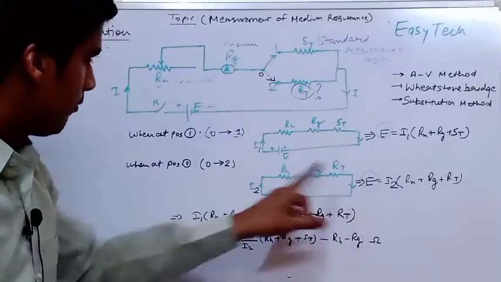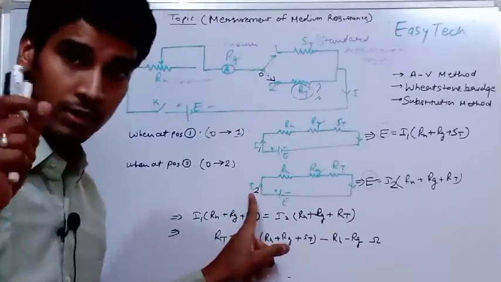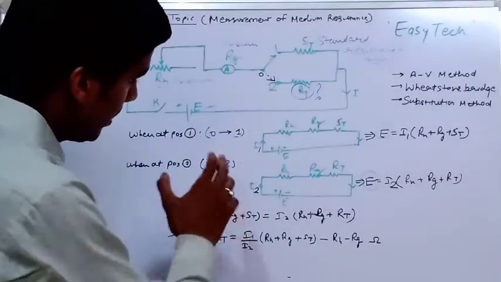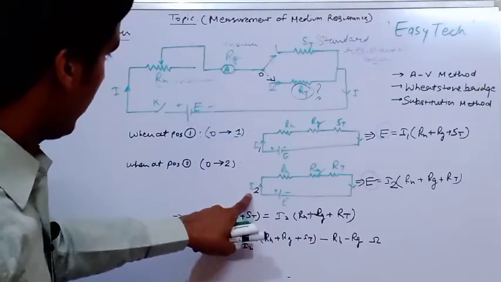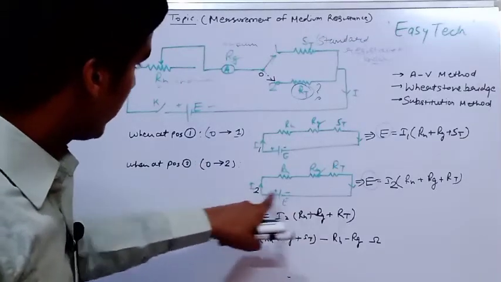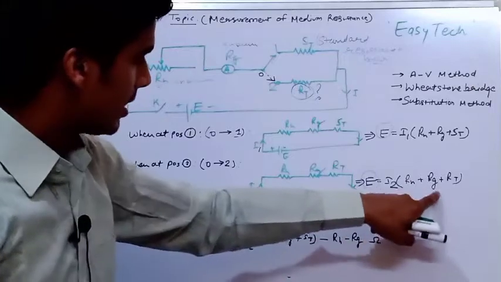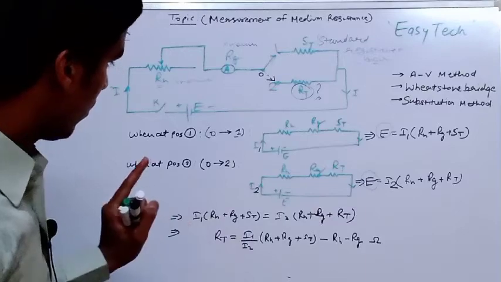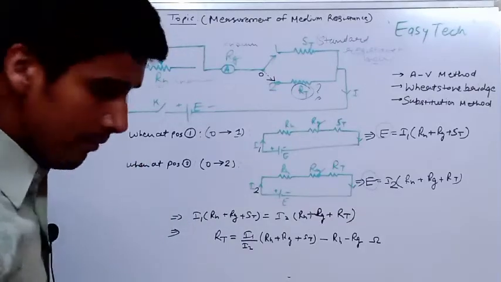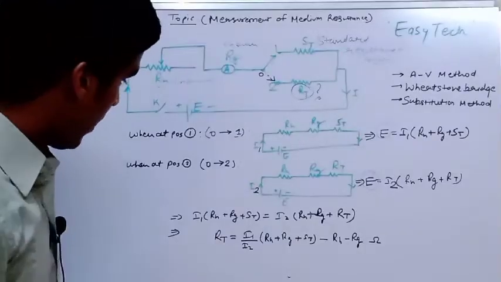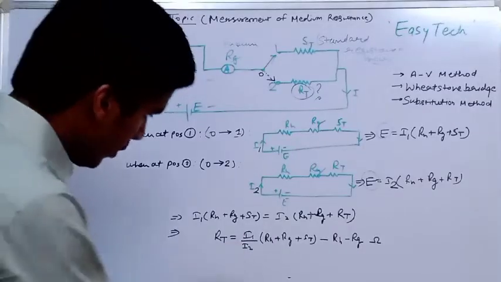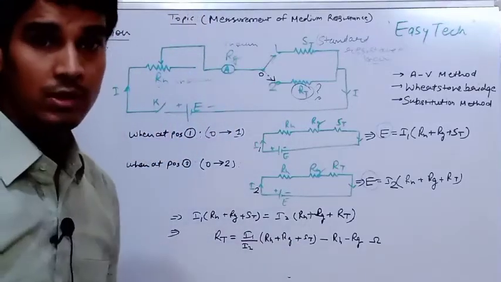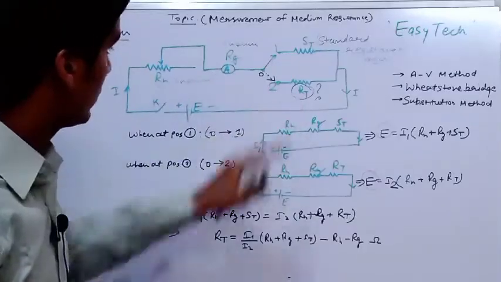Okay, so in that situation whatever the current will be flowing into the circuit, you have to take as I2. So the current flowing into the circuit is I2, so I2 into RH plus RG plus RT. So these are the expressions and you can take the I1 and I2. Okay, so if I1 and I2 current are same, they will get cancelled. RH, RG will get cancelled, so RT will be equivalent to ST. So this was the standard method for measuring the unknown value resistance.